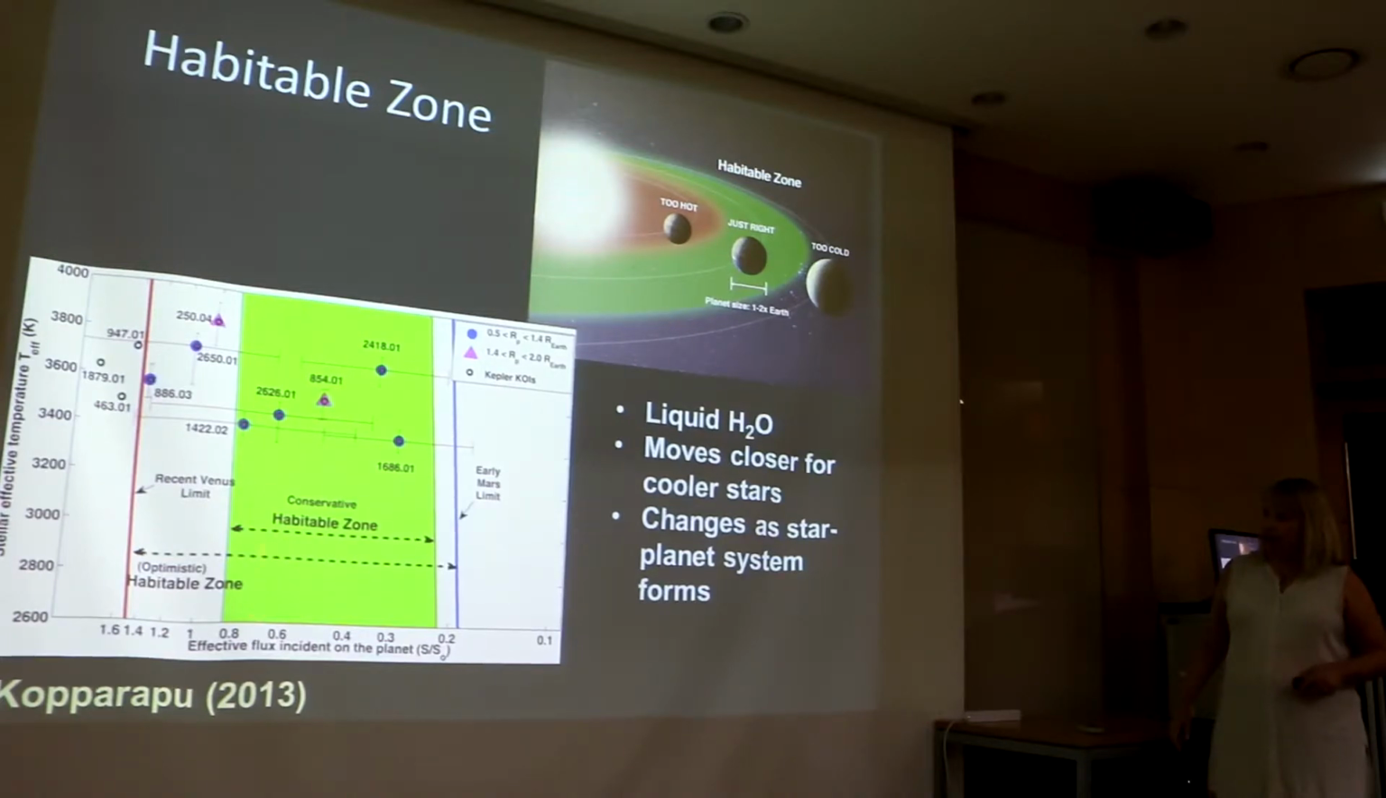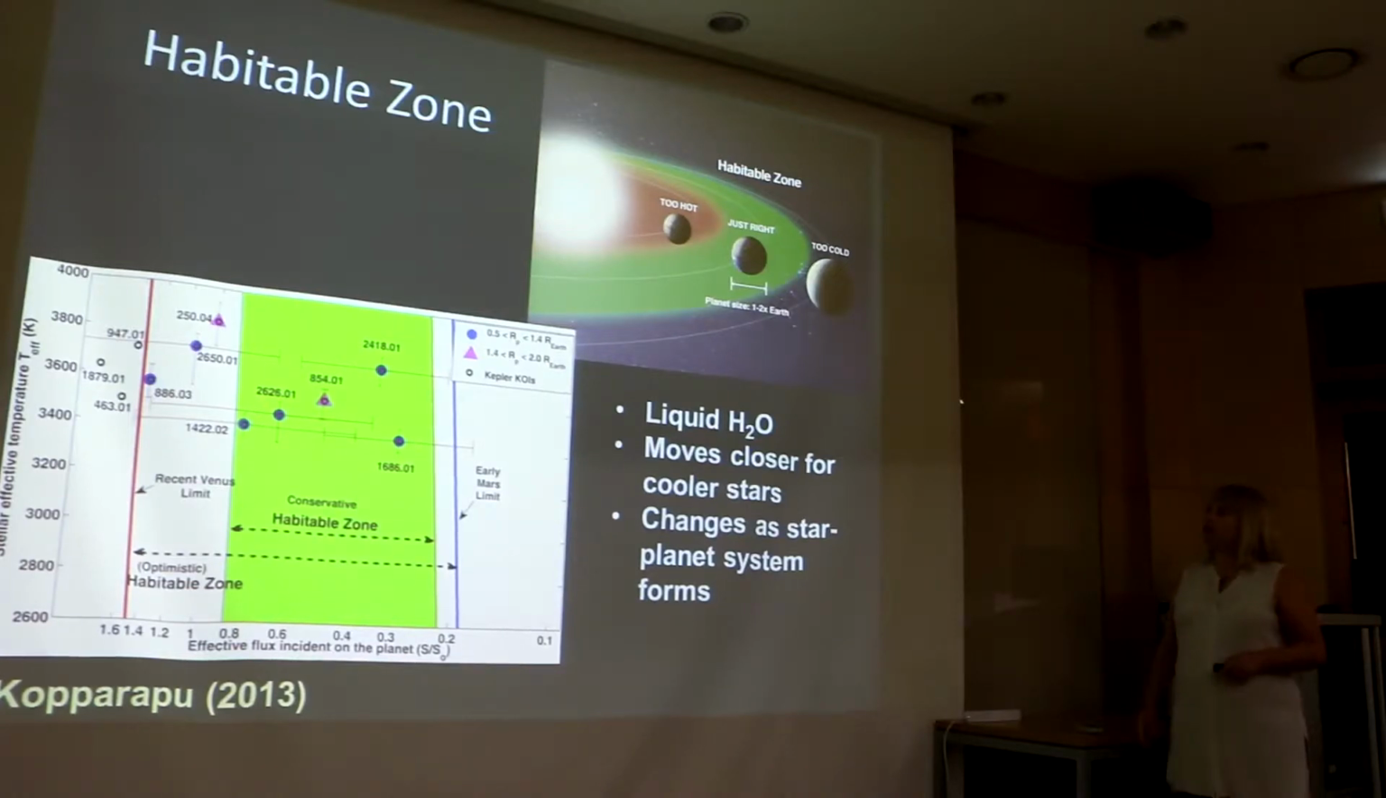So this is an example of a habitable zone range around cool stars where you could have planets, and we're starting to find some around some stars that maybe could be in the habitable zone.